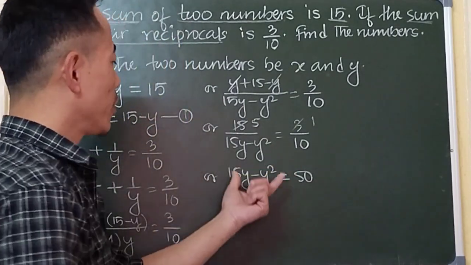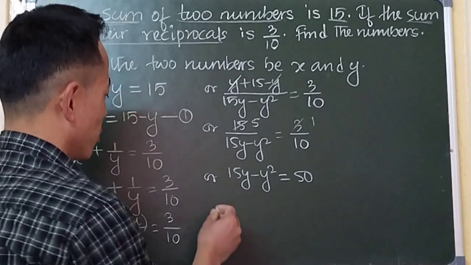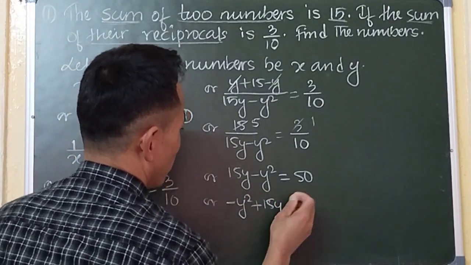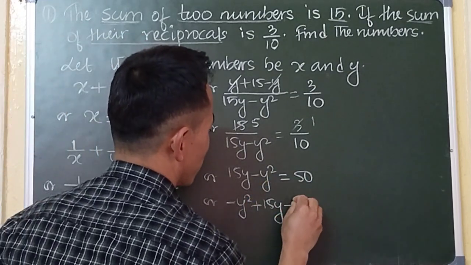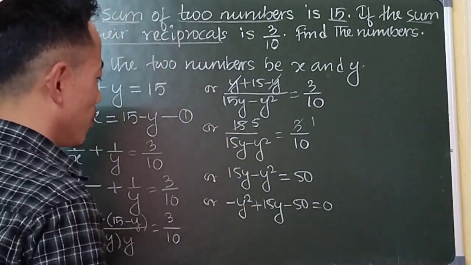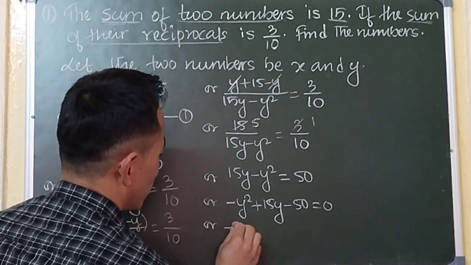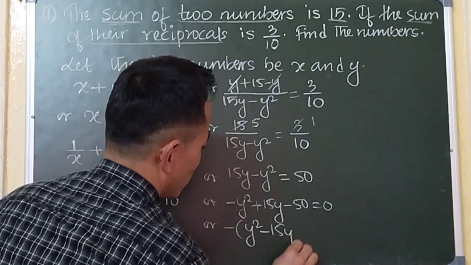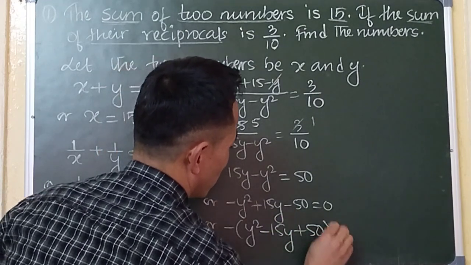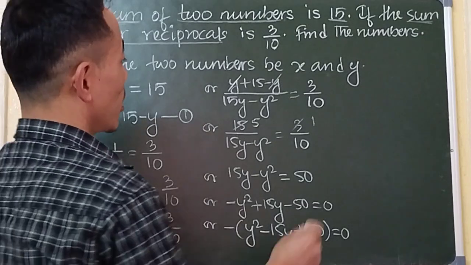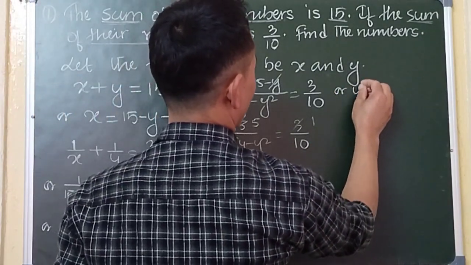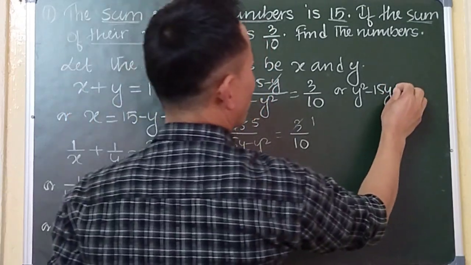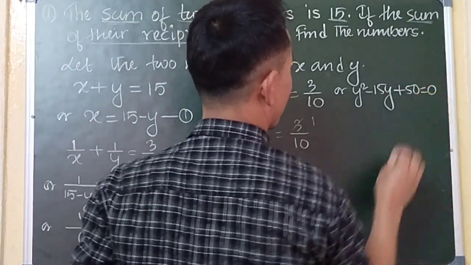Now what you have to do, you have to bring this into the standard form of the quadratic equation. So we will write minus y square plus 15y, 50, if you bring it to the left hand side, this becomes minus 50 is equals to 0. If you want to remove this minus sign, then you can take the minus common. Then remember, sign will change, plus will become minus, this minus will become plus, equals to 0. So our quadratic equation becomes y square minus 15y plus 50 is equals to 0.